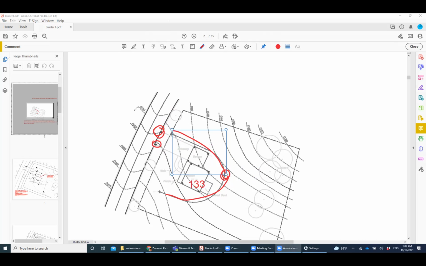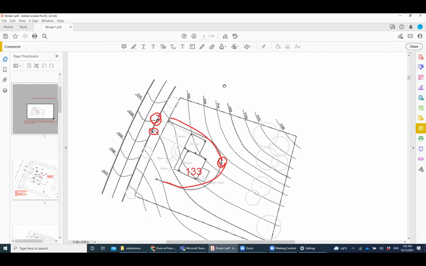Okay. Understood. Anything else that you want me to comment on? Yeah, so for the points by the sidewalk, they just have to be slightly below the elevation of the sidewalk because there's a gutter there, correct? So for the sidewalk here, the connection point there.